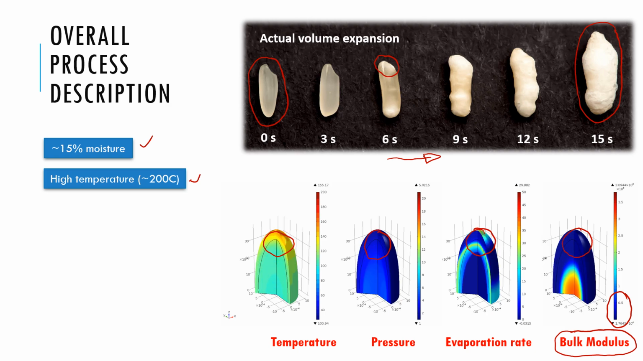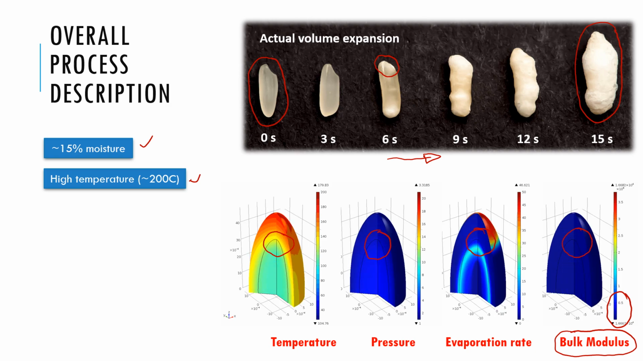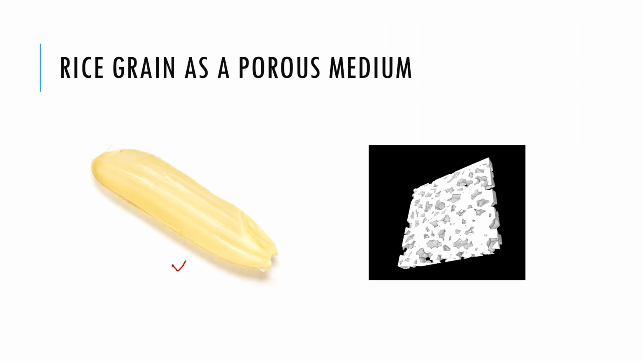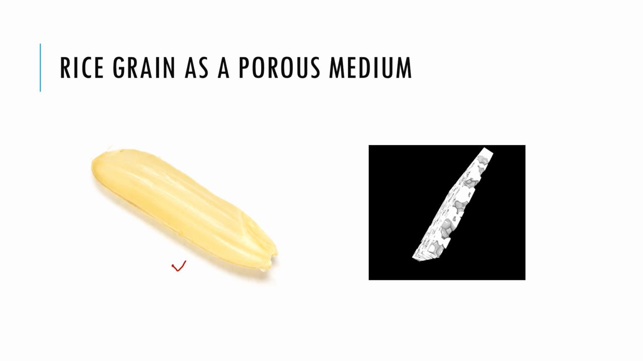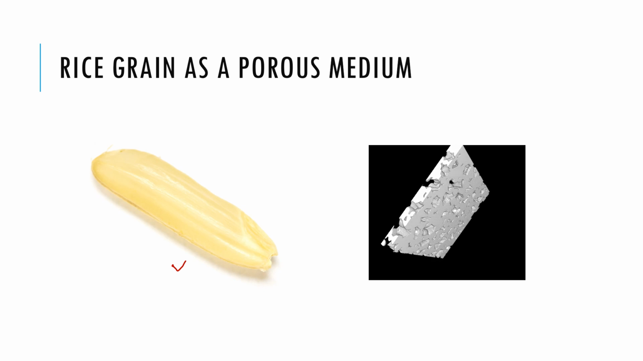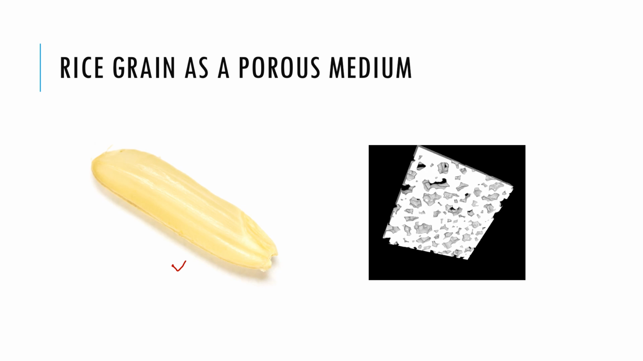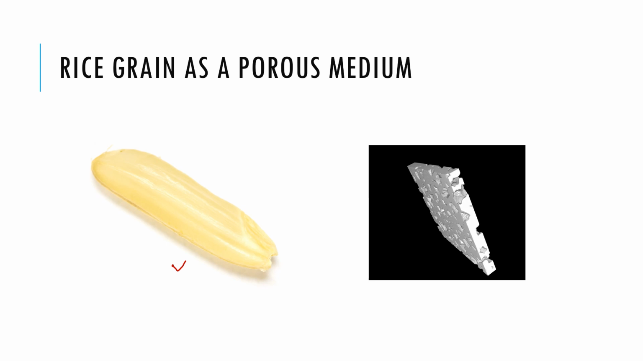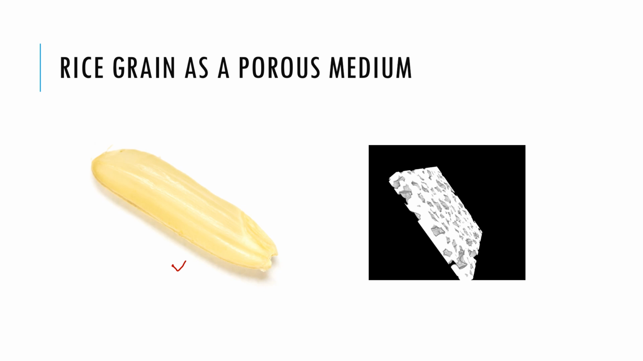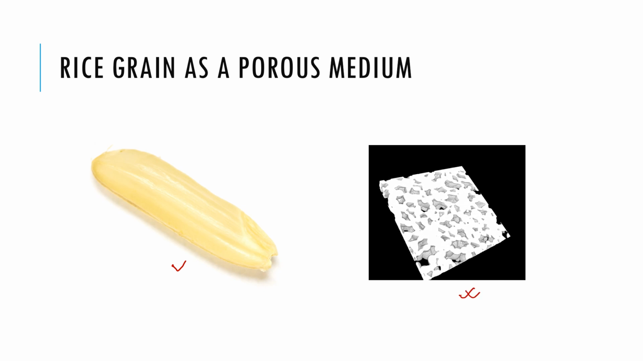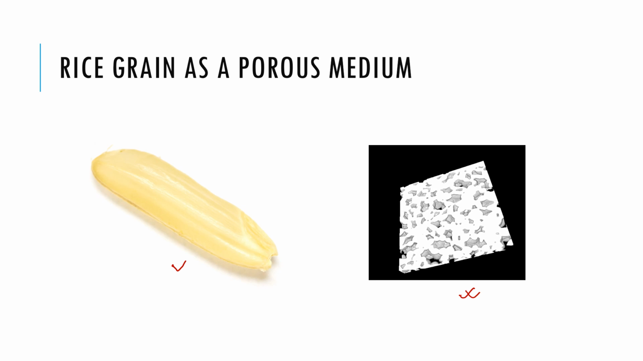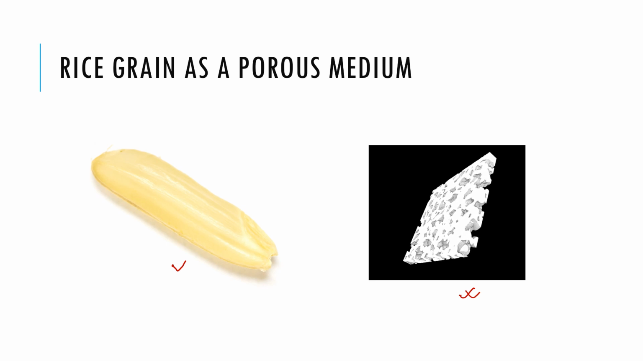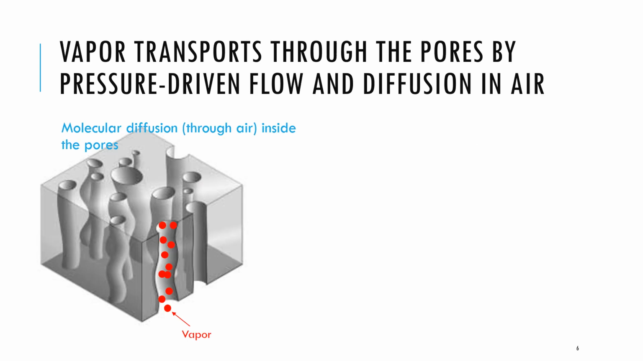Now we'll look into more of the detailed physics. Here you see a rice grain, and like many other food materials, we can think of the rice grain as a porous material, a porous medium. And if we really do a detailed scan, you can actually see the porous structure like shown on the right. So we're going to consider this rice grain as a porous medium and then look at what physics happens during heating.